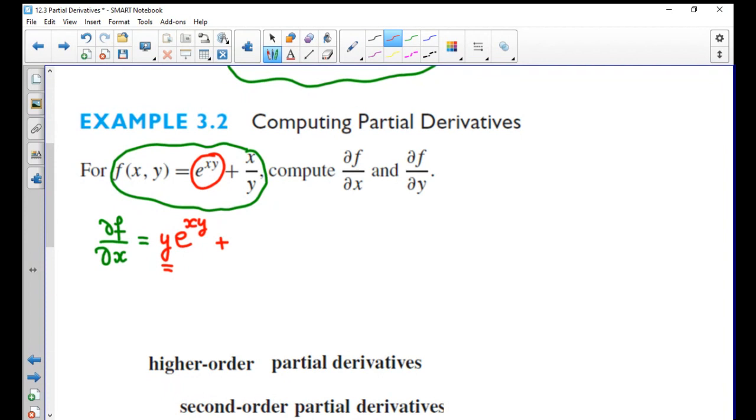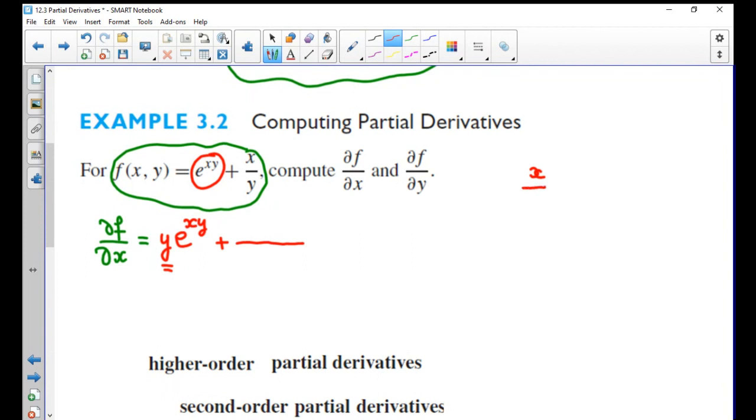We can differentiate it using the quotient rule if you want, or there are other ways. Let's do it with the quotient rule. Why would you use the quotient rule? Okay. So what do you think the derivative will be? 1 over y. 1 over y, yes.